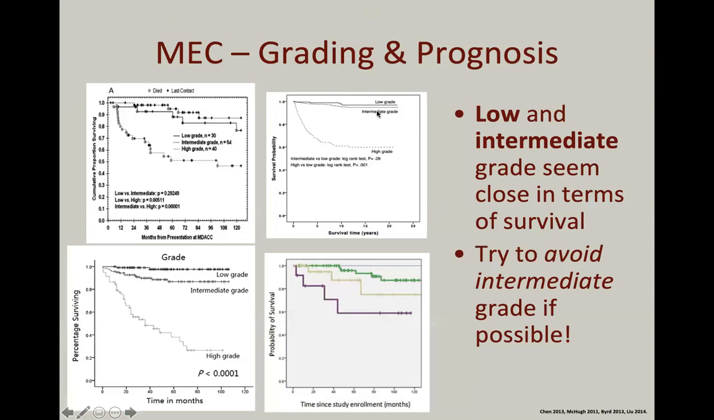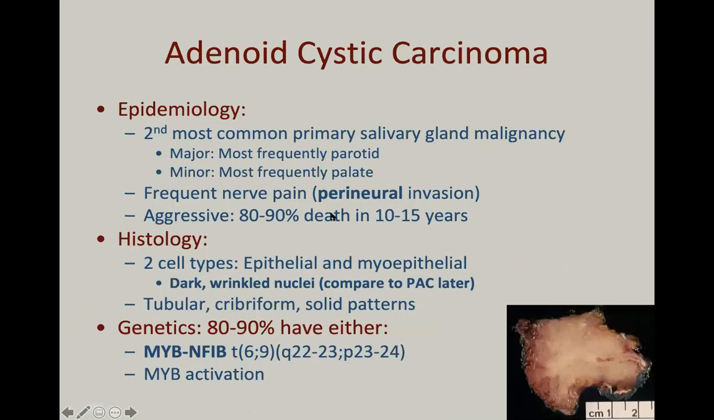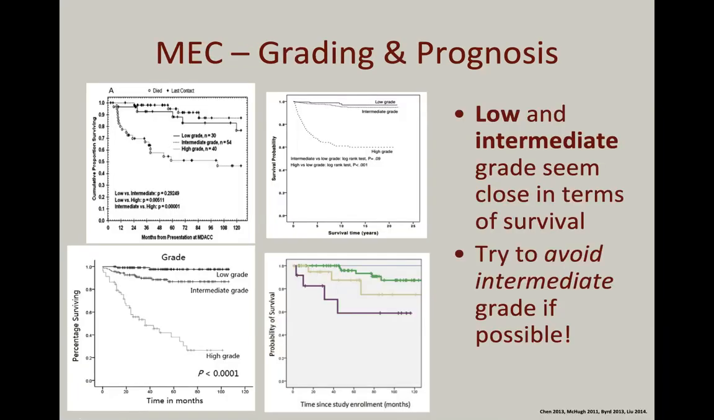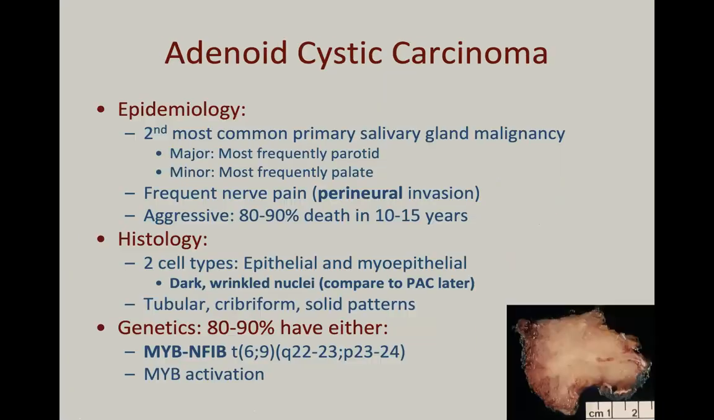Therefore, we think that if you have a Brandwein intermediate, you may actually monitor it just as if it were a low. Therefore, we try to avoid a diagnosis of intermediate grade, or if we have to make it, at least stress that it's probably likely to be on the low end of the behavioral spectrum. So still work needs to be done for grading, but this is as good as we have for now.